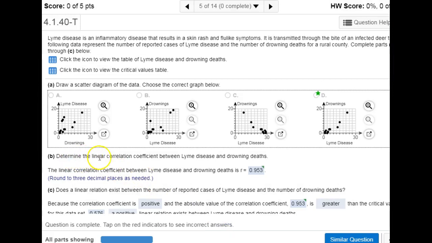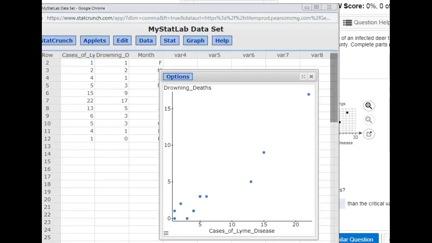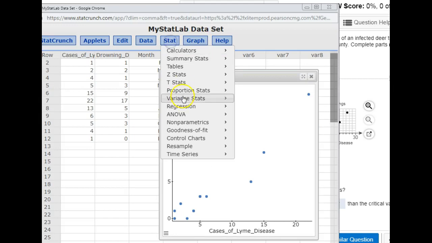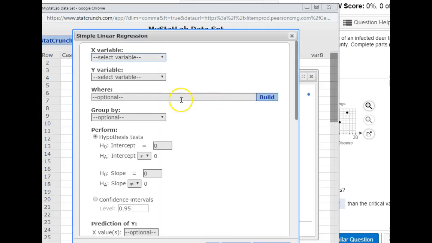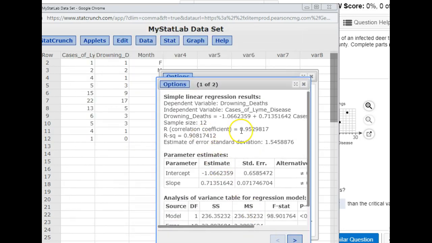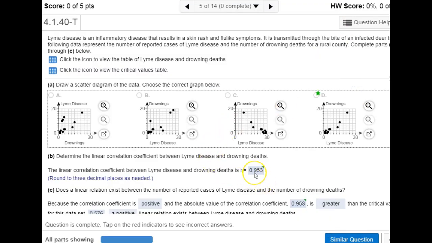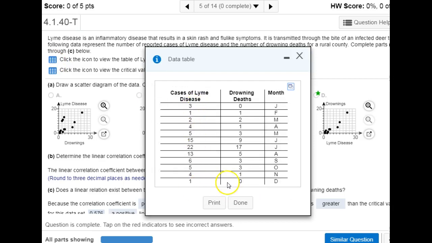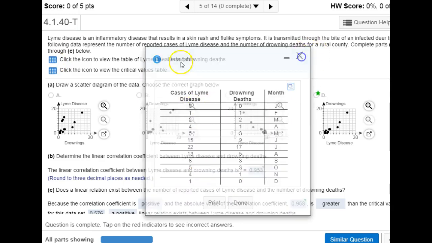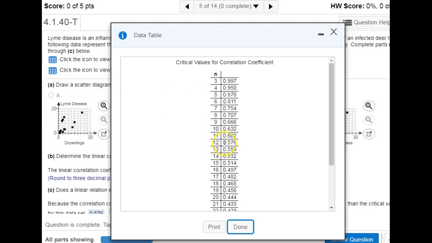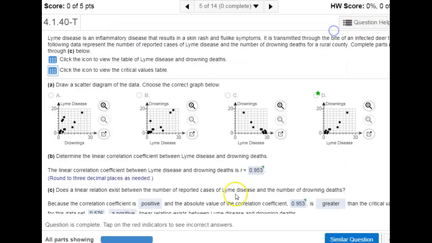And then the next part is to find the linear correlation coefficient. So we do that with regression, simple linear, and hit compute. And it gives us the correlation coefficient. So we're going to compare the absolute value of that to our critical values table. So how many data sets did we have? We had 12, one for each month of the year. So we're going to use a critical value here for 12, which is 0.576.